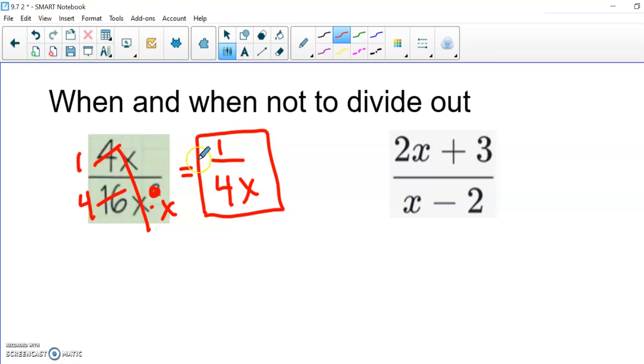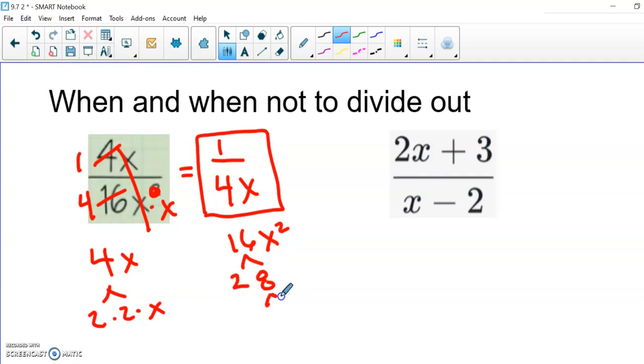It sounds a lot harder than it really is. If you would like to, you can always factor, just like we practiced when we're looking for the GCF. That's what we're canceling out, the greatest common factor. So if you take your 4x and you factor it, you get 2 times 2 times x. If you take your 16x squared, you get 2 times 8, 2 times 4, 2 times 2, and then we have 2 x's. So we have 2 times 2 times 2 times 2 times x.